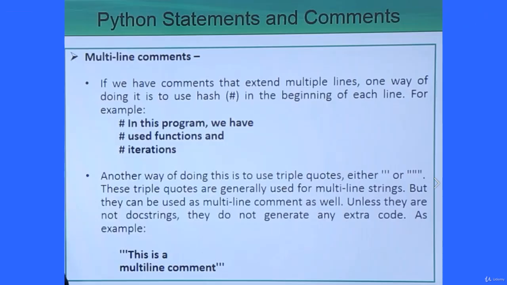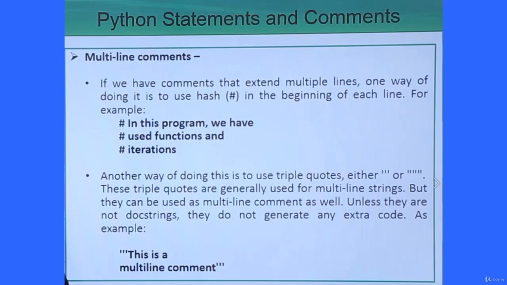Whenever you are supposed to write multi-line comments, that means multiple lines in the comment block, if we have comments that extend over multiple lines, one way of doing it is to use the hash symbol at the beginning of each and every line. Consider this one. Here we have a multi-line comment. In this program, we have used functions and iterations. It can be done this way, with the hash symbol at the beginning of each line.